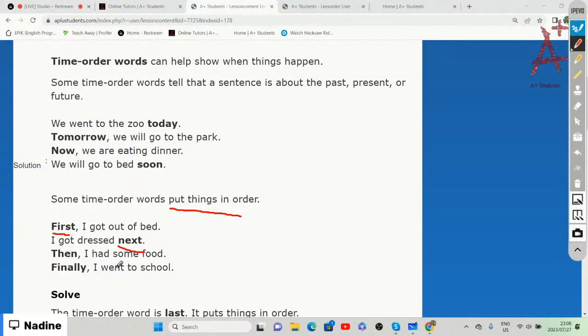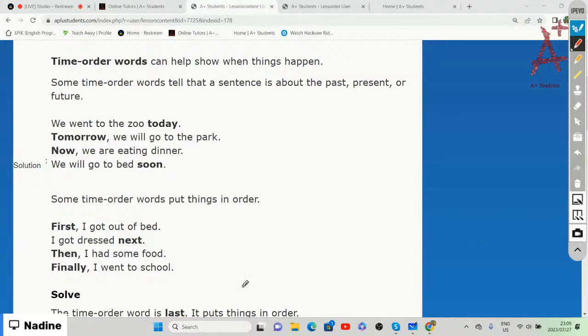Because that is not in the order of how things happened. And remember, we said the time order words can help show when things happen. This is an indication of the order in which things are put together, or how the person gets up in the morning to the time that they're going to school. So that is time order words, and that is put in order.